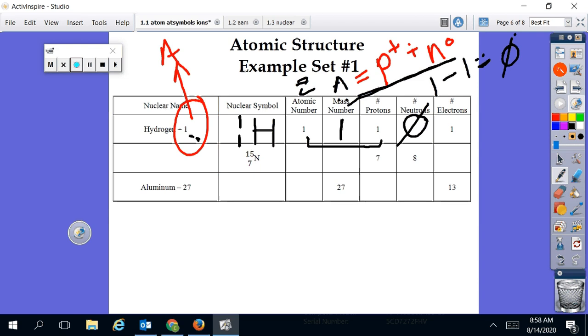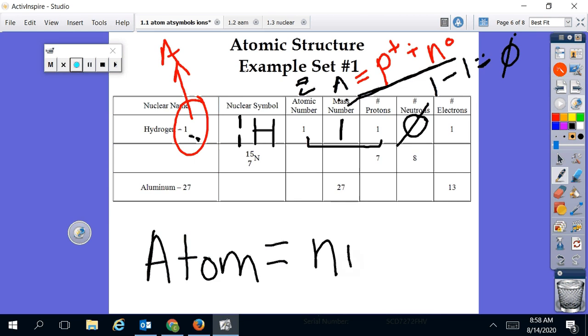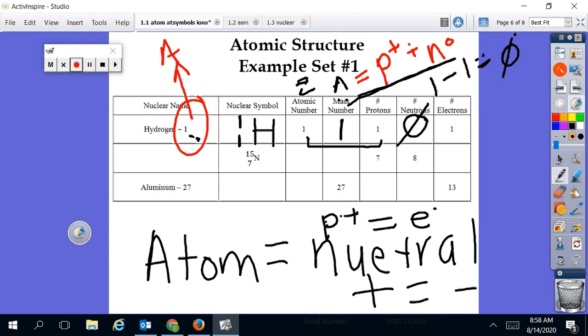Okay, now let's talk about electrons for a minute. An atom is neutral. So when you see the word atom, think of it as neutral. That means the positive is going to equal the negative. So if there's one proton, there's going to be one electron to negate it and make it a neutral atom. So for a neutral atom, the protons will equal the electrons, because those are the only two subatomic particles that have any effect on the charge of the atom, because remember, a neutron is already neutral. So the protons will equal the electrons for a neutral atom.